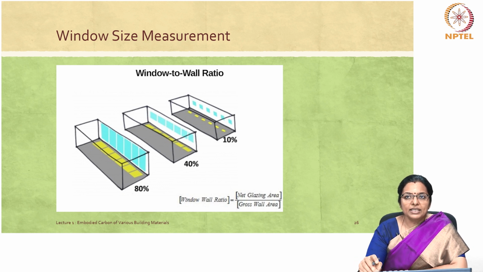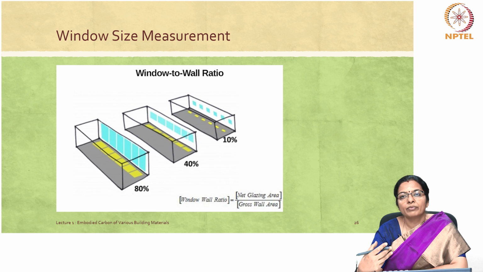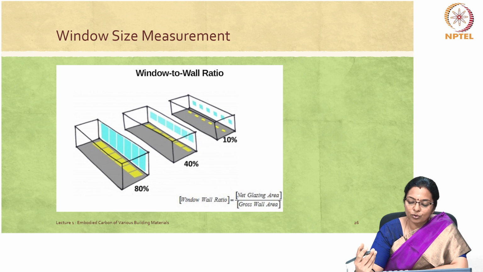Windows are carbon intensive and they are also a source of leakage. We need to understand window to wall ratio as that is the measure of percentage of openings. So, when we talk of the amount of openings, that is normally measured in window to wall ratio. So, window to wall ratio is the net glazing area divided by the gross wall area.